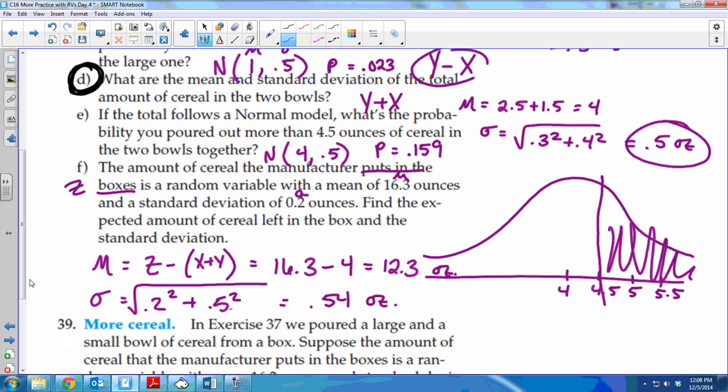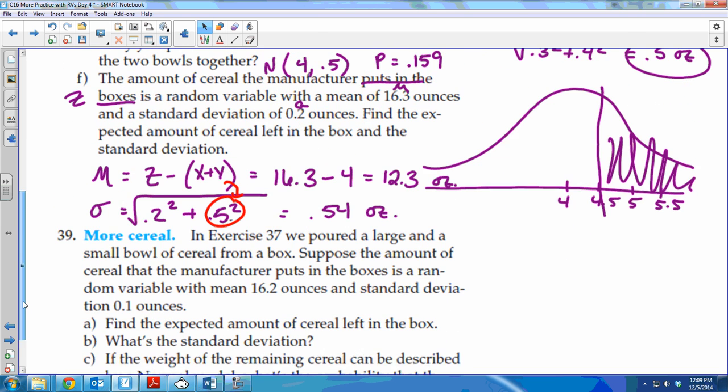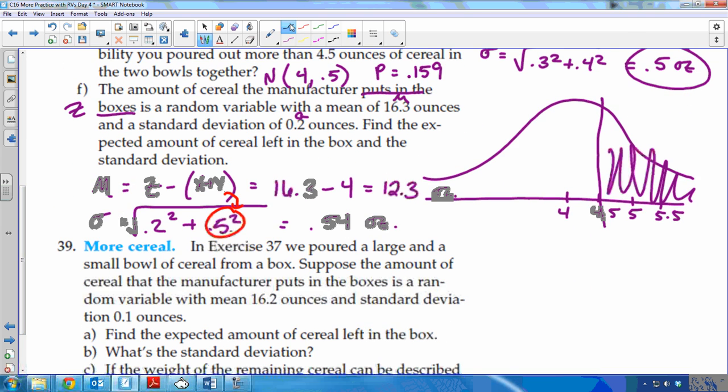I understand it's a little heavy. This is the standard deviation of the combination. Okay. So I know that's a lot of stuff going on. But it's stuff we've seen before. It's a little bit different. So I want you to try page 385, number 38.